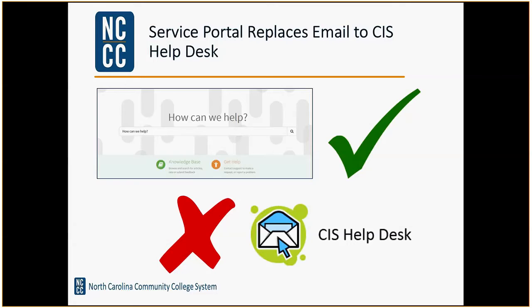So the process change. Currently, when you submit a request for help to the system office, you go to your email, you type in CIS helpdesk at ncommunitycolleges.edu. You'll populate it with a subject line, which will be a summary of your problem. Then in the body of your email, you'll give all the details, what screen you went to, what report you're running, what error message you received. If you have any screenshots, you would then attach that to the email, and then you click send.